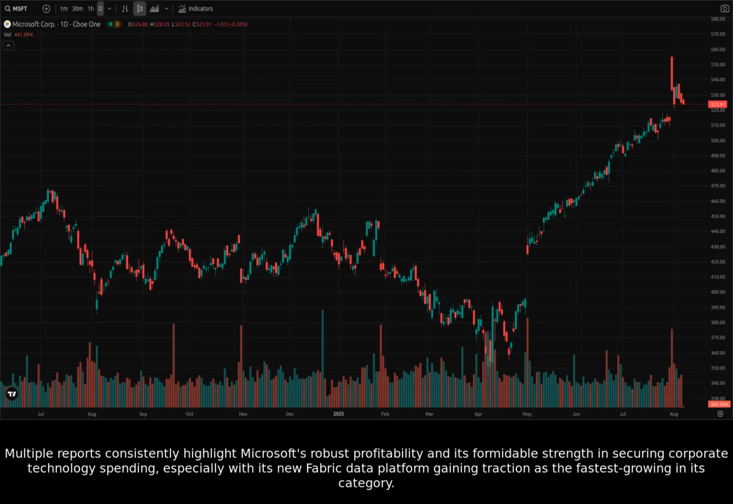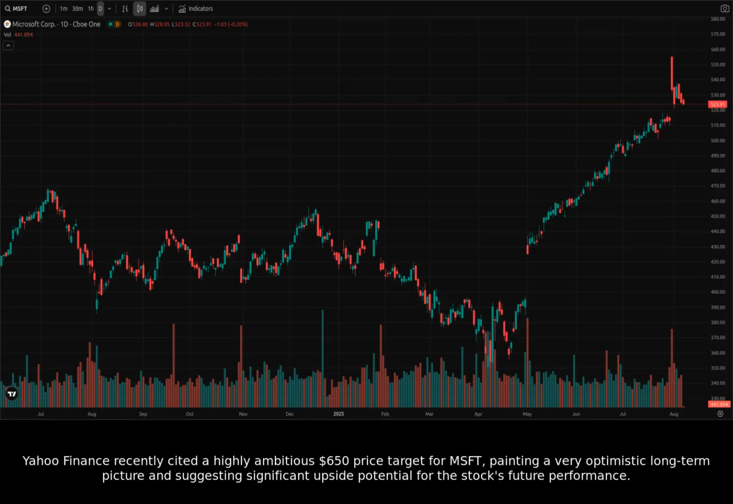First, let's consider the recent buzz around Microsoft from our news sources and Google searches. Multiple reports consistently highlight Microsoft's robust profitability and its formidable strength in securing corporate technology spending, especially with its new Fabric data platform gaining traction as the fastest growing in its category. Yahoo Finance recently cited a highly ambitious $650 price target for Microsoft, painting a very optimistic long-term picture and suggesting significant upside potential for the stock's future performance.